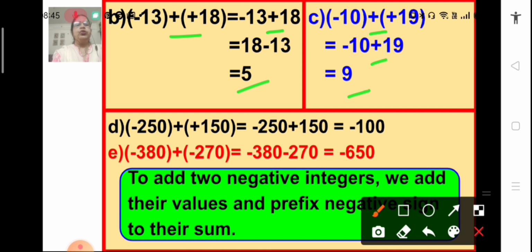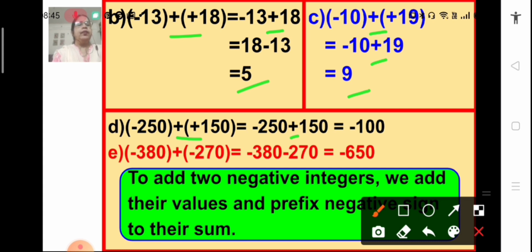D, negative 250 plus positive 150. So negative 250 plus 150, two positive signs become a positive sign. So we have one positive sign and one negative sign.